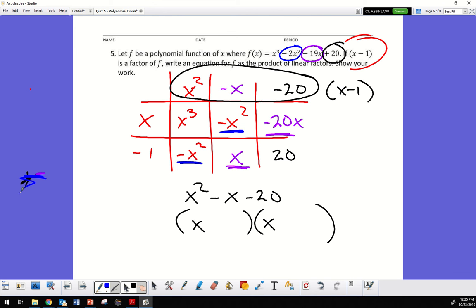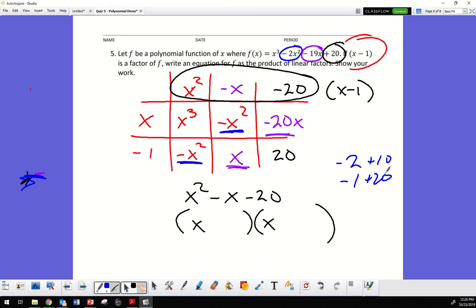So, two things multiplied to be negative 20, but add together to be negative 1. So, if I'm listing my possibilities, what is going to give me negative 20? Negative, let's say 2 and 10, right? Negative 2 plus 10. Is that going to give me my negative 1? No, it's not. Is there any other factors? 1 and 20? Negative 1 and 20. Is that going to give me negative 1? No.